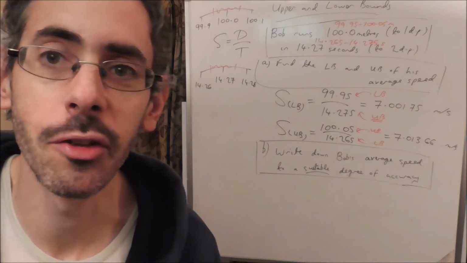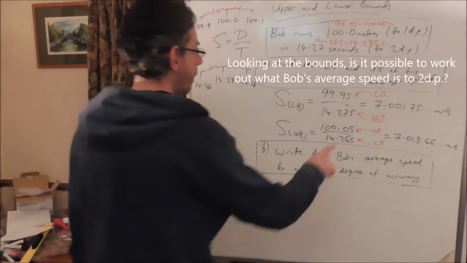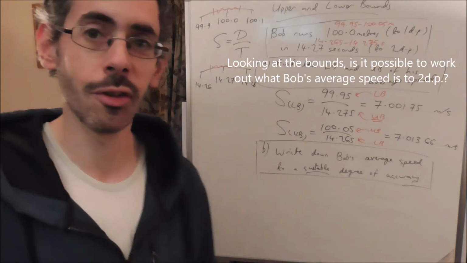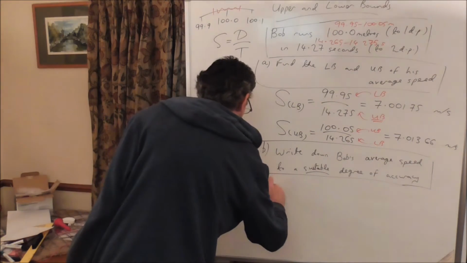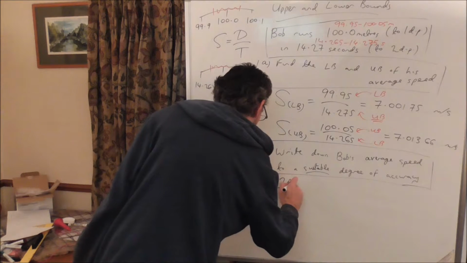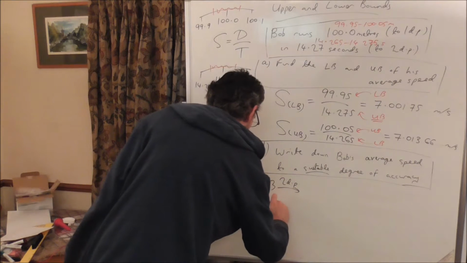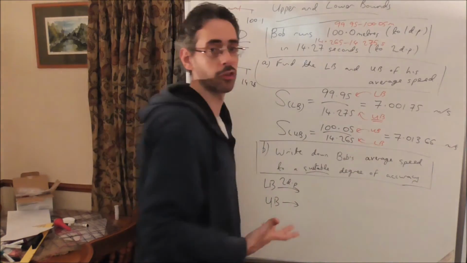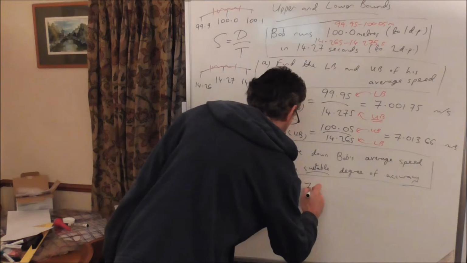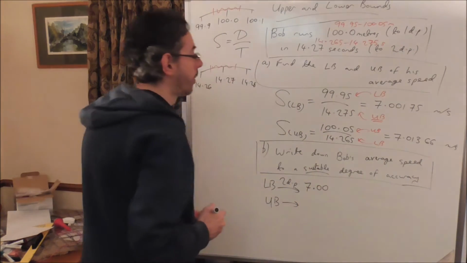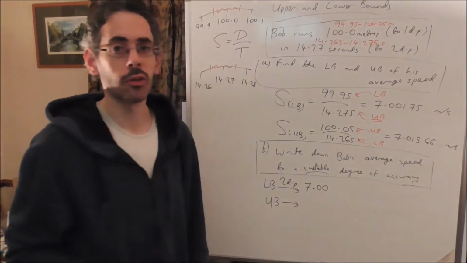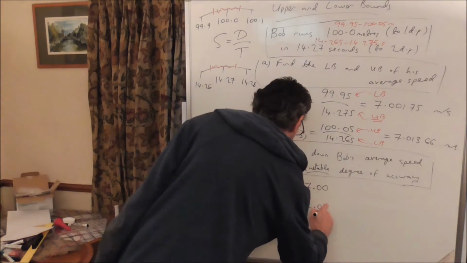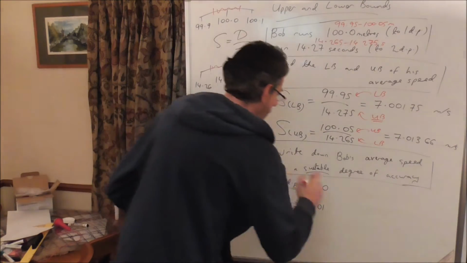So let's try 2 decimal places. Looking at the bounds, let's round the lower bound and the upper bound to 2 decimal places and see if they agree. The lower bound rounds to 7.00 to 2 decimal places. The upper bound to 2 decimal places rounds to 7.01. So they're not the same, they don't agree.